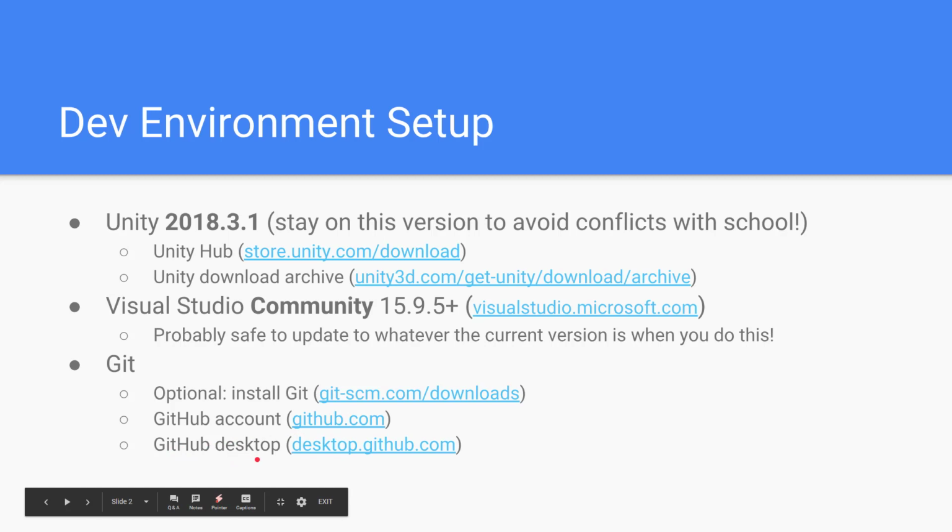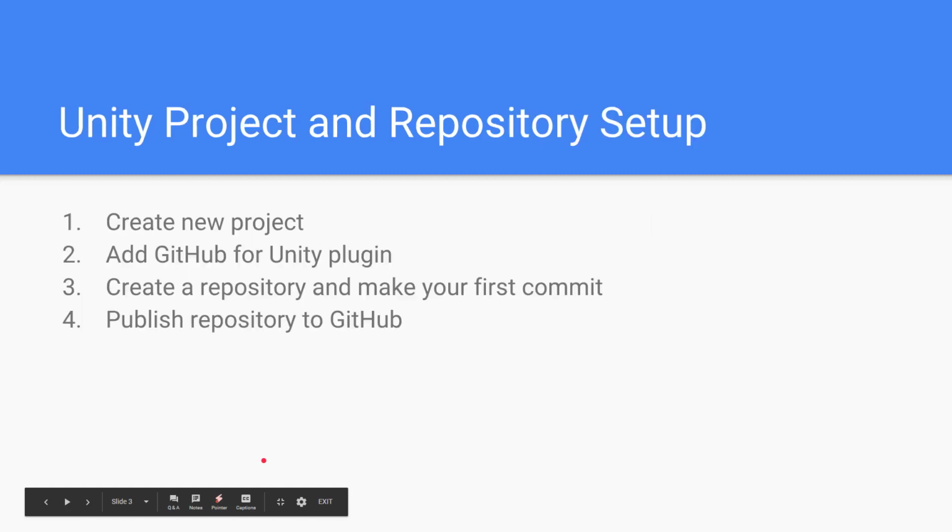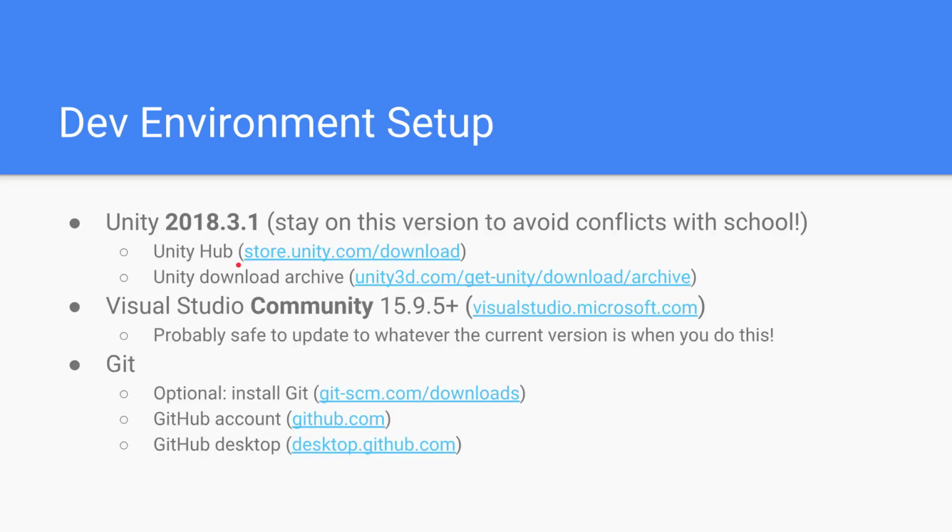But this one here comes with a bundled version of Git. And then eventually when we start doing this, the GitHub plugin for Unity also comes with a bundled version of Git. So you can technically get away with not installing Git. However, you might find yourself in a situation where you would like to use Git from the command line.